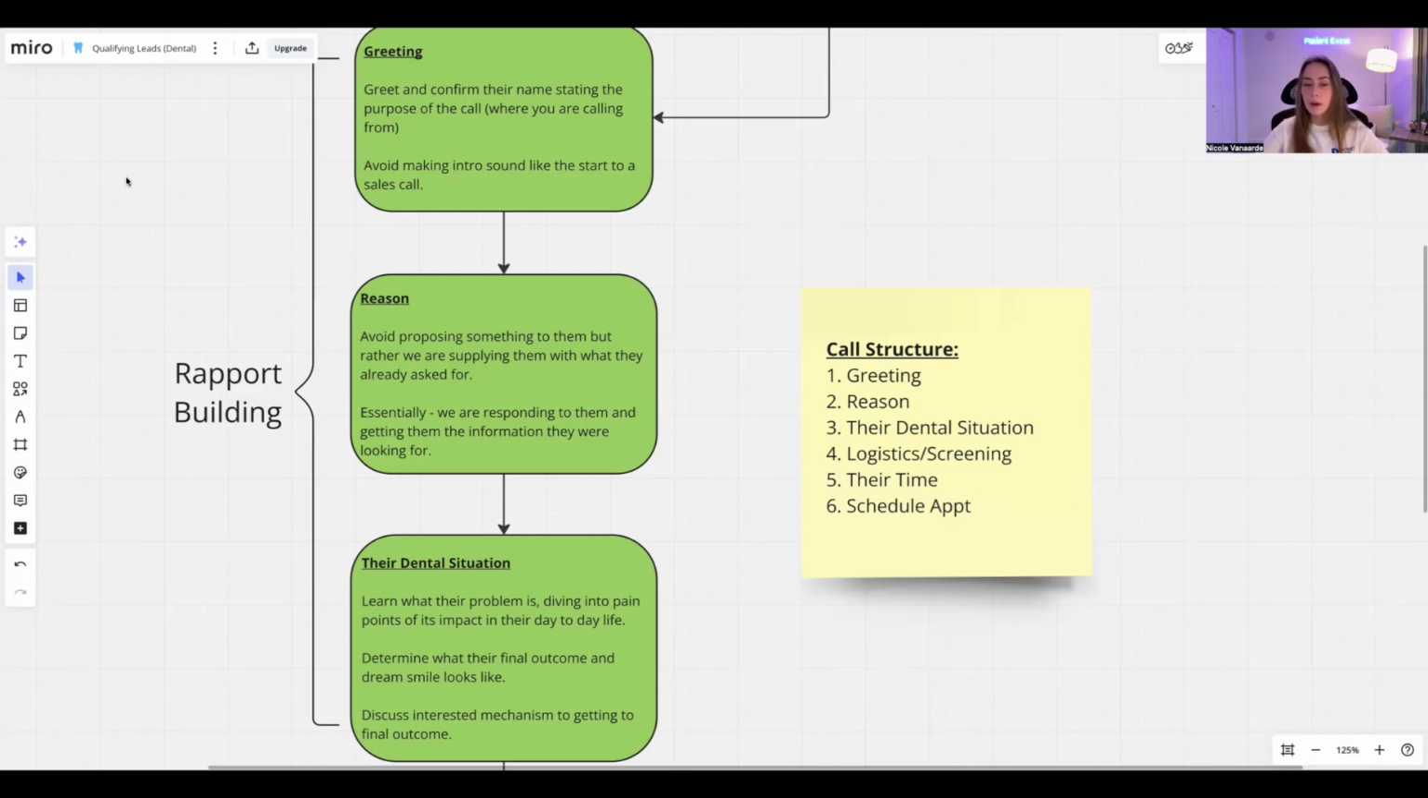From here, you can ask about what their ideal result is, and this is because you want to build desire for their dream outcome. They may already have an idea on what treatment they're interested in, and this is helpful so that you can determine and schedule them for the right kind of consultation.